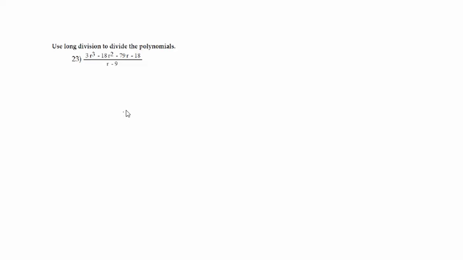And we're literally going to write this out like we would a long division problem with the r minus 9 out here, and then inside here we're going to have 3r cubed minus 18r squared minus 79r minus 18. Alright, so now to get started, what we need to do is figure out what multiplies with r to give you 3r cubed. I'm just going to ignore the minus 9 for right now. I'm just figuring what times r gives me 3r to the third. And the answer to that is 3r squared.